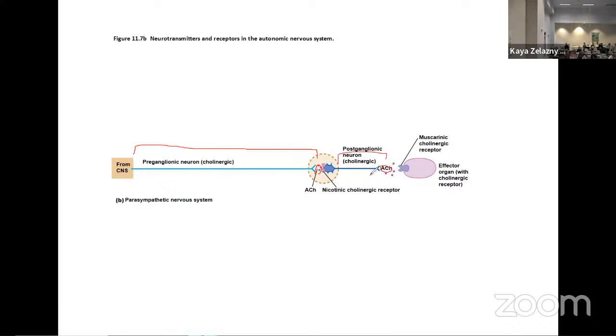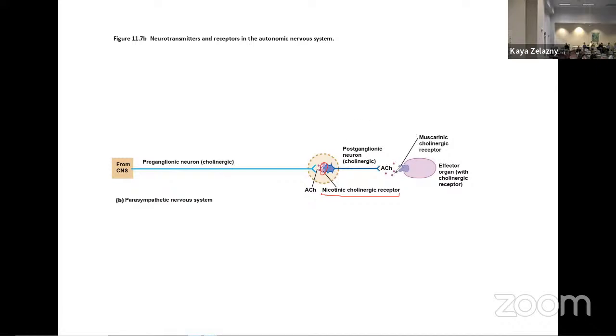And we have cholinergic receptors to receive that acetylcholine on our postganglionic neuron, on the soma. So we're receiving acetylcholine here on that postganglionic neuron in the synapse. You can see that just like in the sympathetic nervous system, this is a nicotinic cholinergic receptor. And this actually is associated with nicotine. That's one of the ways they found it.